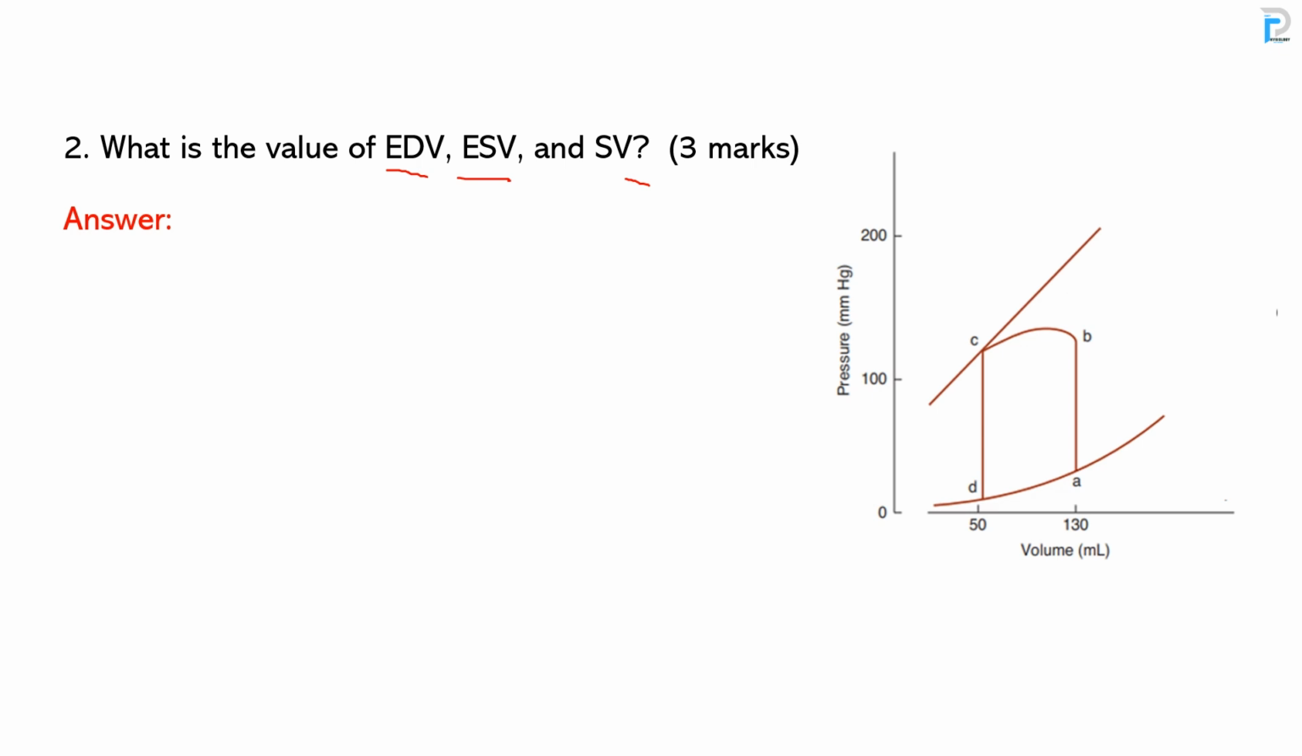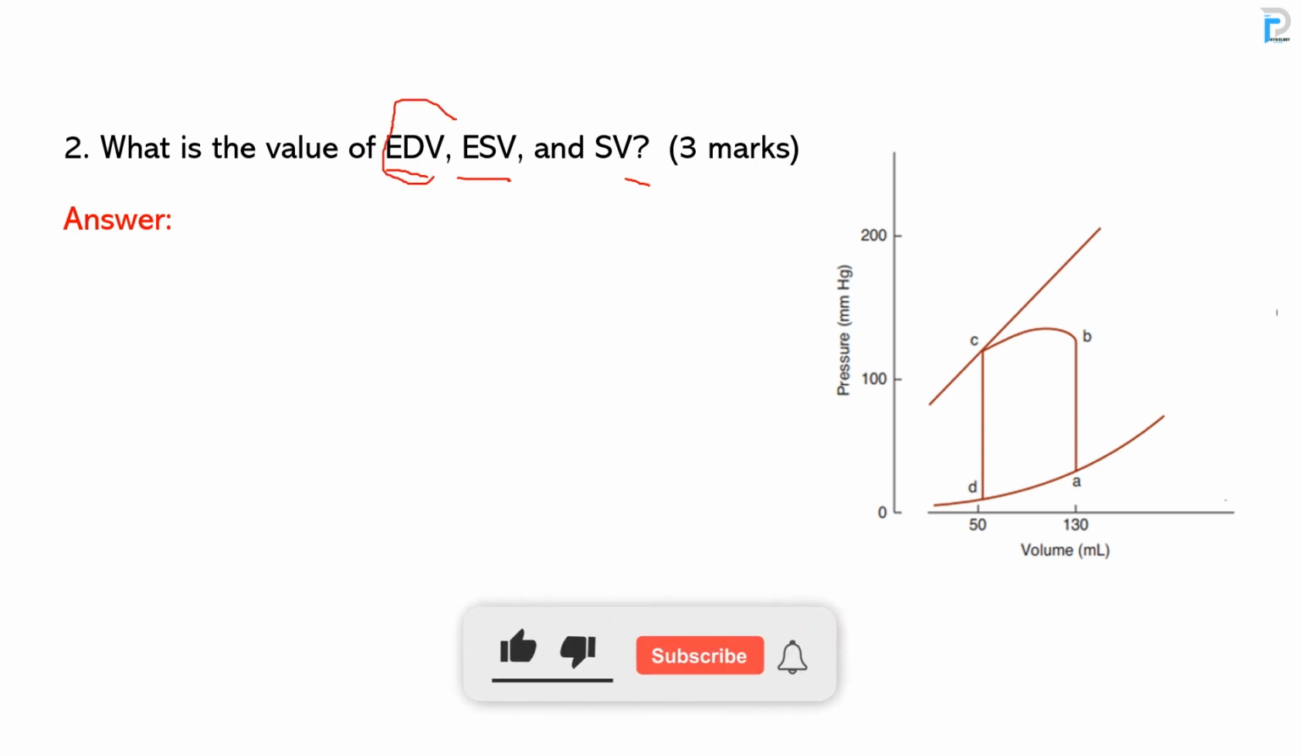ESV, end systolic volume. SV, stroke volume. So what is end diastolic volume? Let's look at the graph here. Based on that graph, we need to state the value of each of these volumes. End diastolic volume is the volume of blood in the ventricle at the end of diastole.